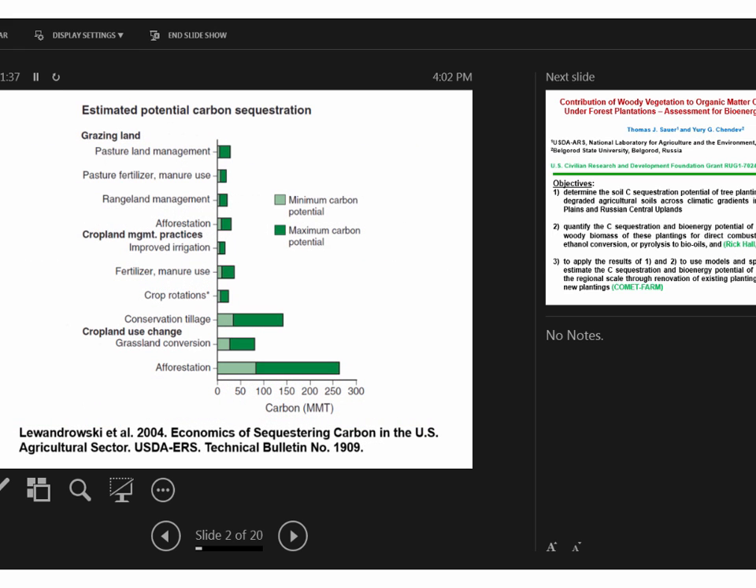So why are we interested? Well, we're interested for a lot of reasons, but invariably it comes back to carbon, right? So you have afforestation of grazing land, cropland, land use change, conversion to grassland, but you know, look at the carbon sequestration potential. That's why people are interested in planting trees.